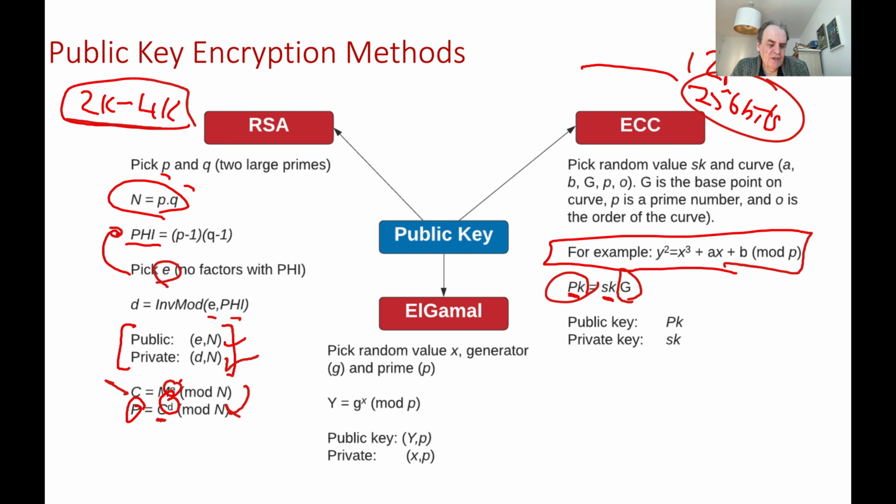And the final method is Elgamal, which isn't really used that much, and it's g, a generator value, to the power of x mod p. We end up with a public key and a private key of those values.